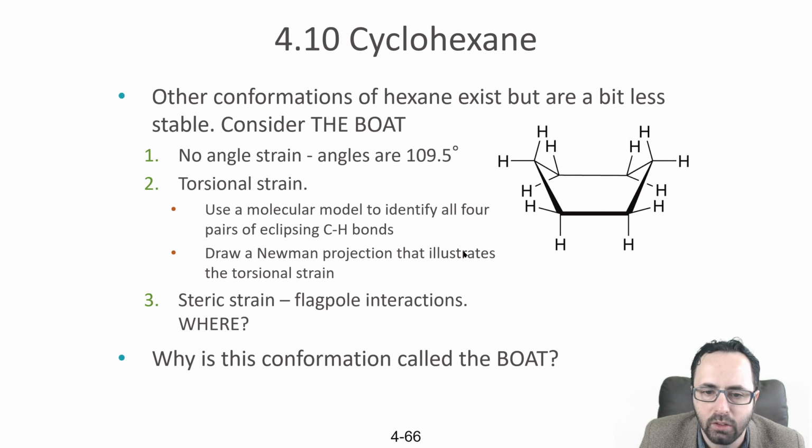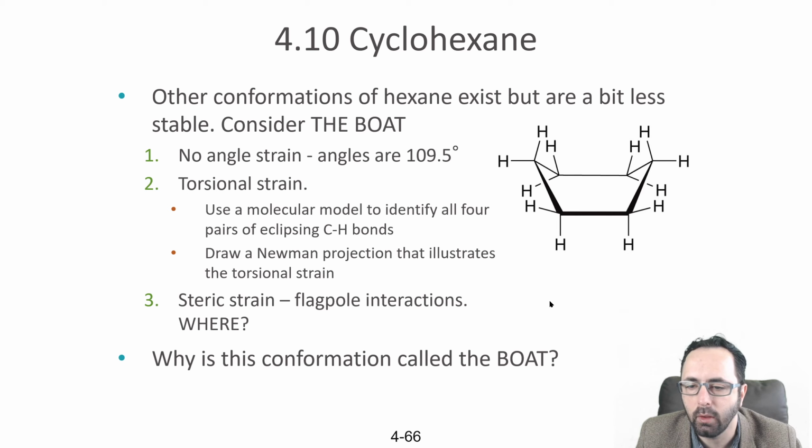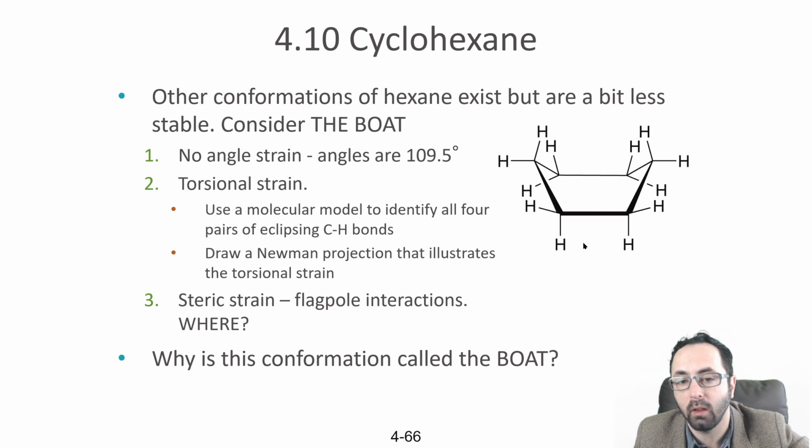And so when we look at this boat configuration, we can see these right here are obviously eclipsing. So we've got eclipsing here as well. So 1, 2, and then 3, 4. These are going to be eclipsing, and so there's a torsional strain, and there's also a steric strain due to these flagpole or diaxial interactions as well. And so this conformation is a lot less stable than the chair.